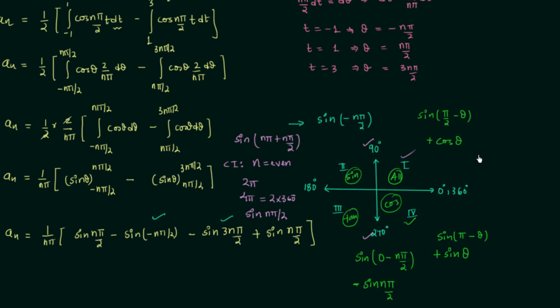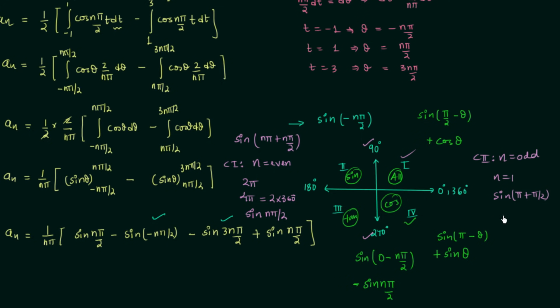So I am writing case number 2 here. In this case n is odd. When n is odd, let's take one example. Let's say n is equal to 1. We have sine pi plus pi by 2. Pi means 180 degrees, and 180 degrees plus something moves us in the third quadrant, and in the third quadrant sine will become negative. However, sine will not change to cos.